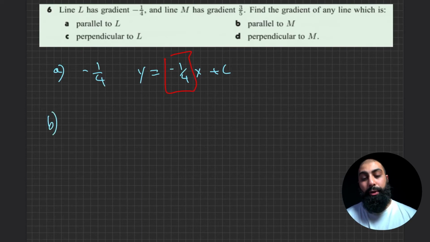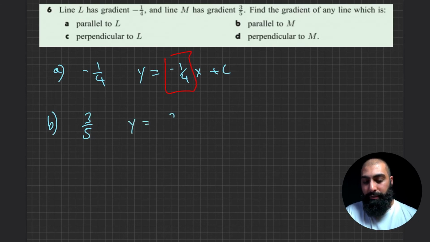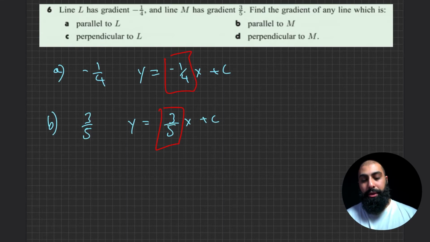Let's look at part B then. Part B says parallel to M. If we look at the line M, it has a gradient of 3/5. So if we're going to find a line that is parallel to that, it's also going to have the gradient of 3/5. Okay, so it's going to be 3/5 x plus c. This is going to be our gradient. Okay, 3/5.